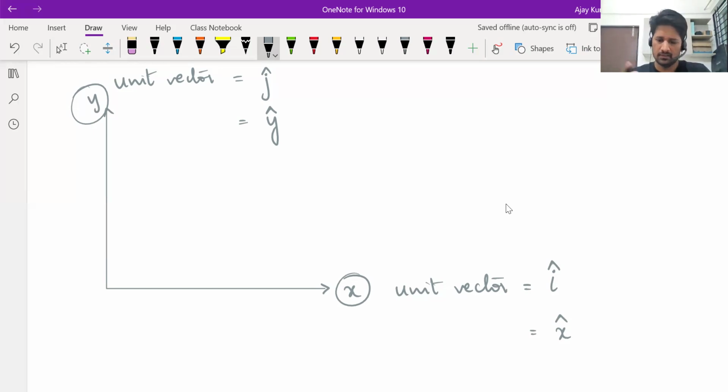Fine. So you can say this vector is i cap in the positive x direction having magnitude 1 unit. That is the i cap vector. And in the positive y direction, a vector which has a magnitude 1 unit is the j cap vector.